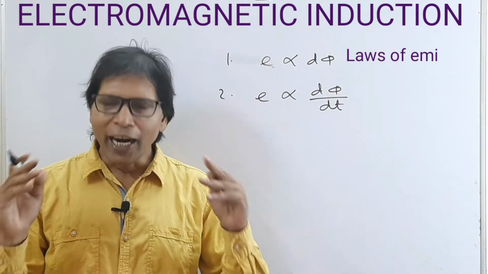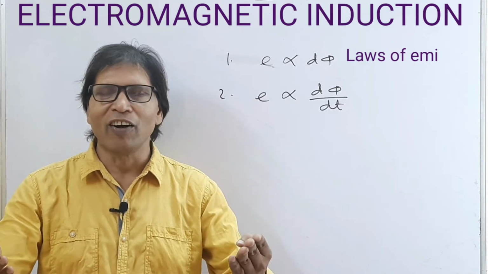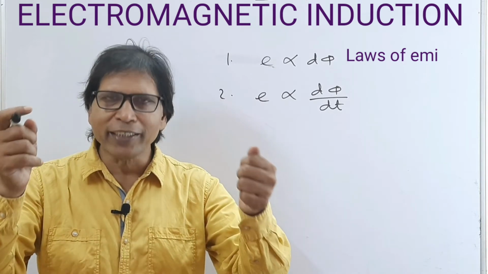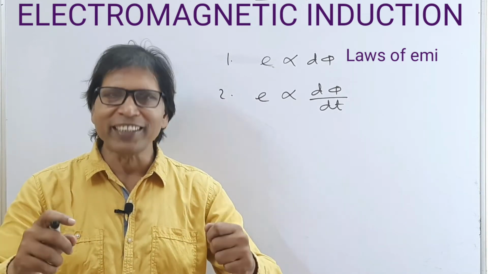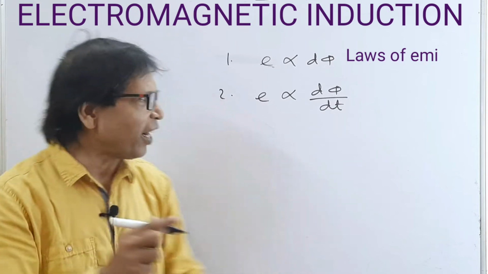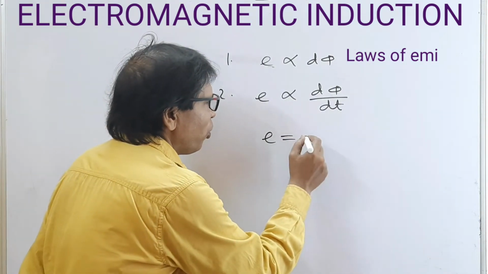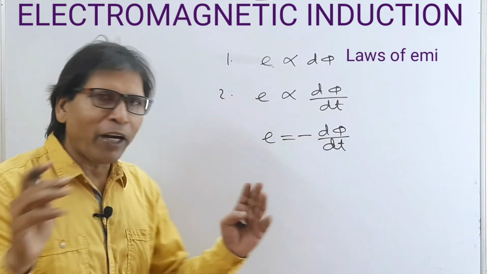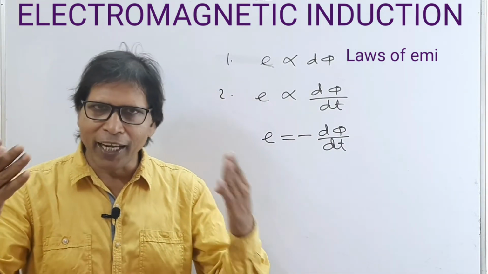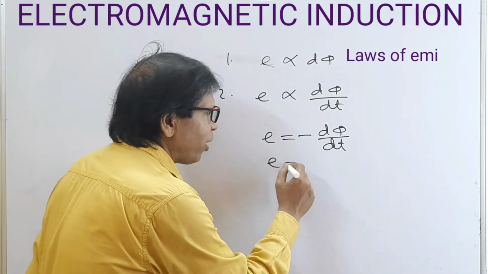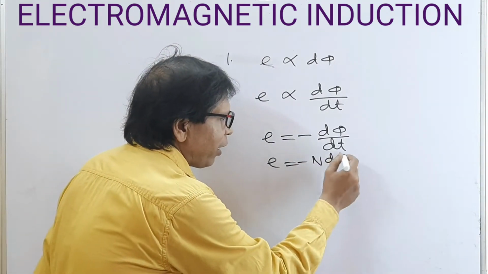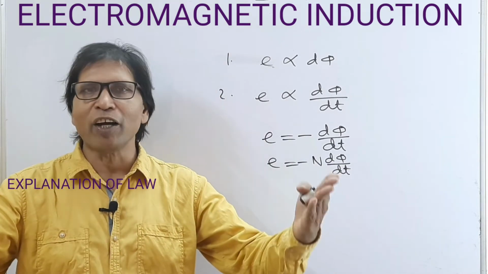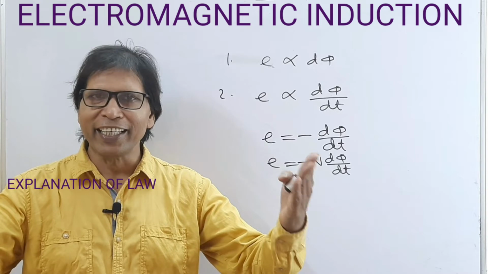Now third law. The third law is called Lenz's law. The induced EMF always opposes the cause by which it is produced. So look at this. So E equal to minus d phi by dt. If the number of turns in the coil is capital N, so look at this, E equal to minus N d phi by dt. Okay. Now explanation of electromagnetic induction.